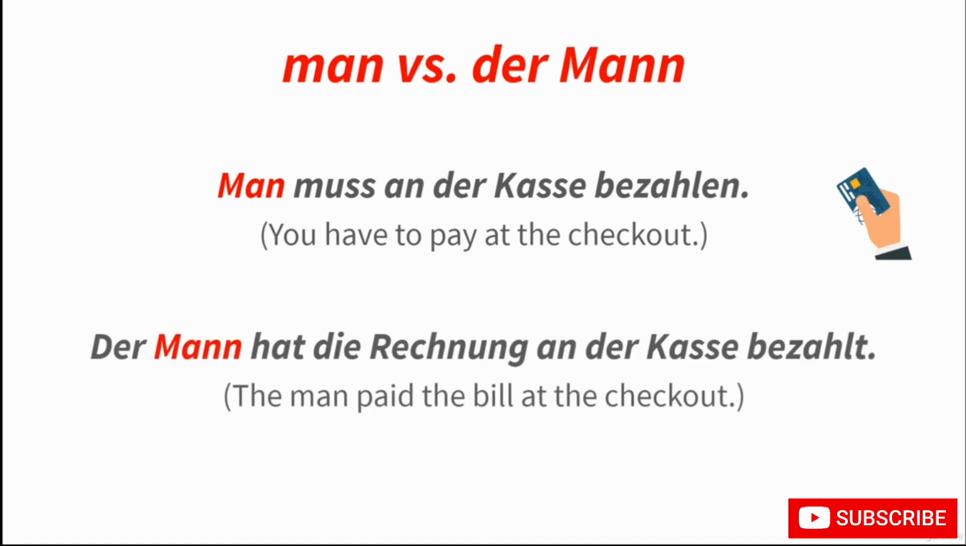Der Mann hat die Rechnung an der Kasse bezahlt means the man paid the bill at the checkout. There is an action here, but there is no rule. We are expressing a situation. That's why der Mann is used. There is no generalizing here.